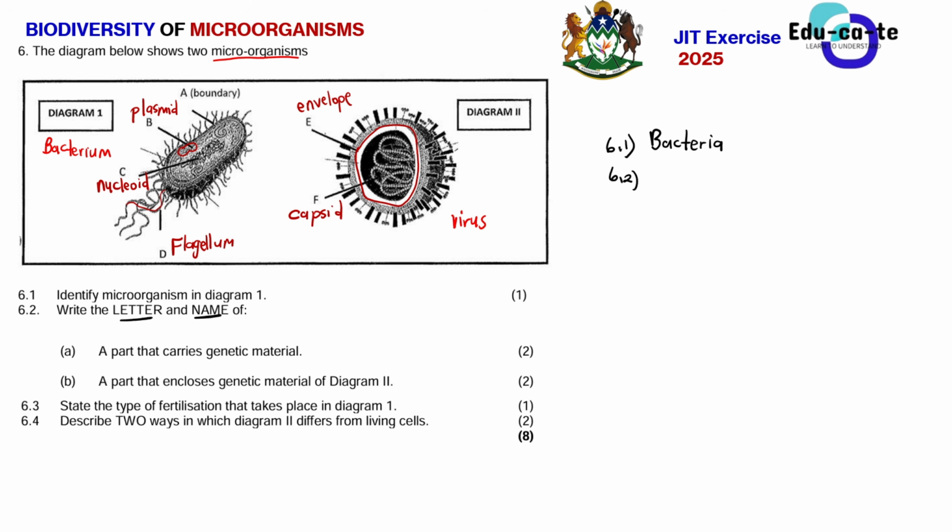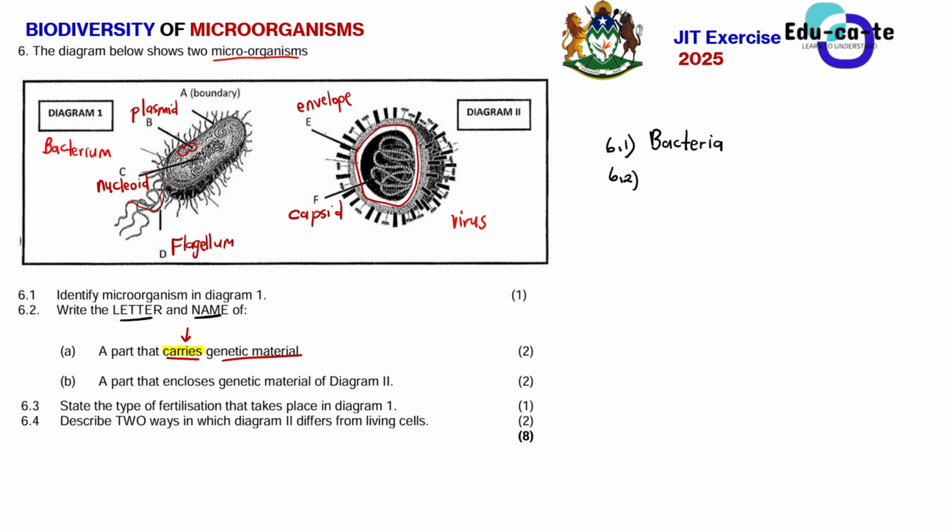So after completing these labels, we can now write the letter and the name of the part that carries the genetic material. Please look at these terms. It says carries, it is not encloses, it carries. So basically, in a virus, we don't really talk about a part that carries genetic material. No, we only talk about a part that encloses genetic material in a virus.